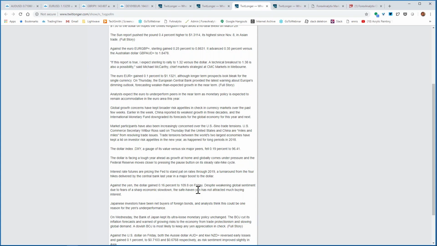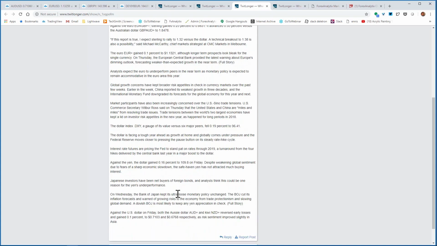Against the yen, the dollar gained to 109.80 despite weakening global sentiment. Japanese investors have been net buyers of foreign bonds, and analysts think this could be one reason for the yen's underperformance. And lastly, we'll wrap up.